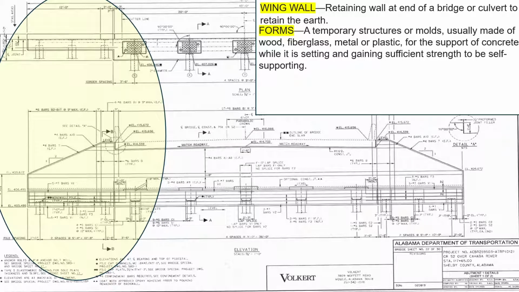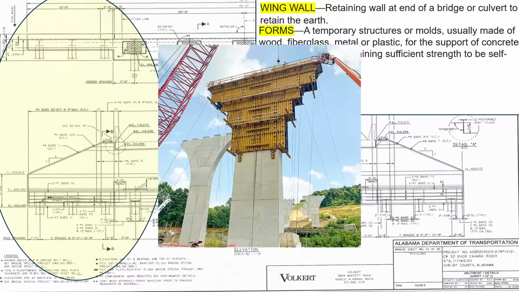Forms: temporary structural molds usually made of wood, fiberglass, metal, or plastic for the support of concrete while it is setting and gaining sufficient strength to be self-supporting. And here's an example of forms. That's a pretty column.